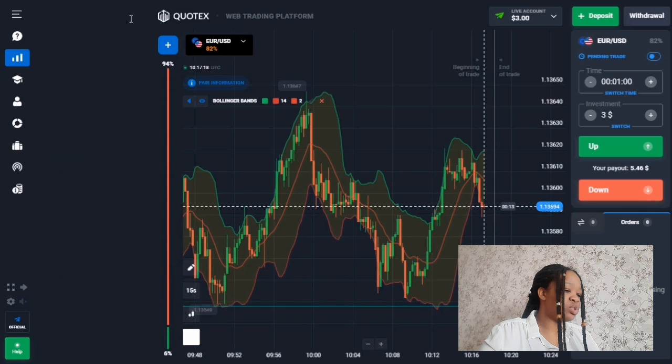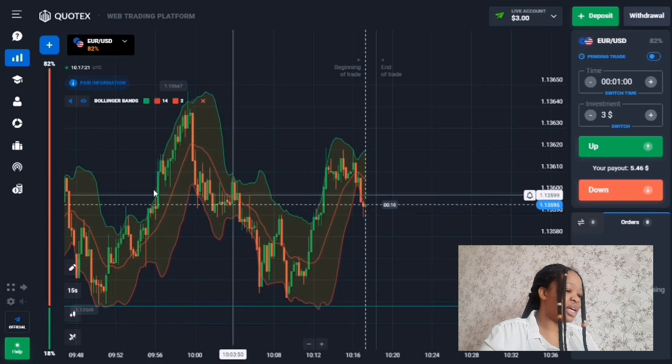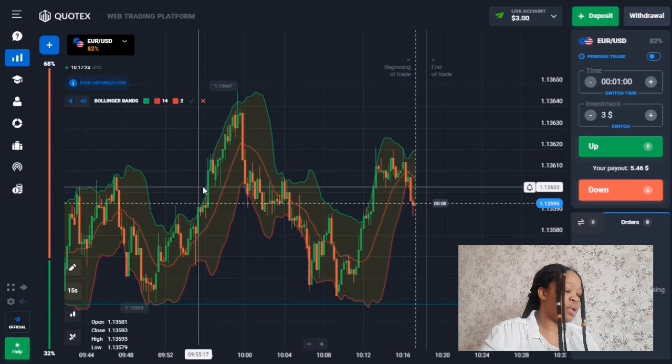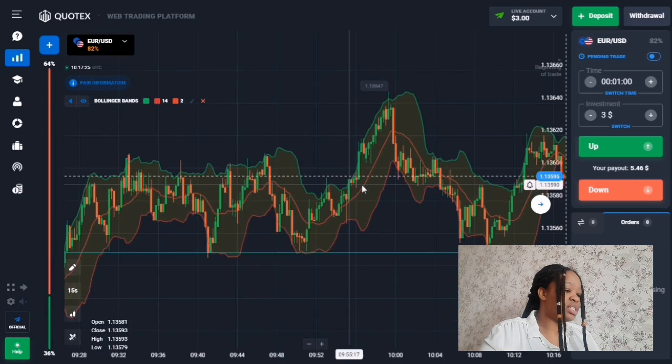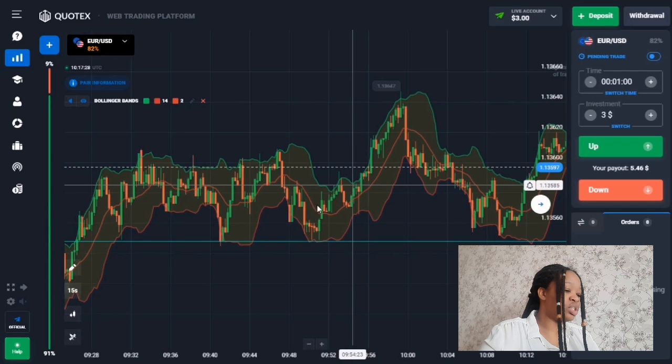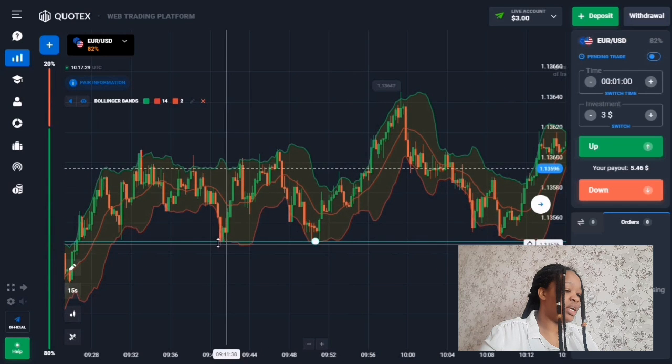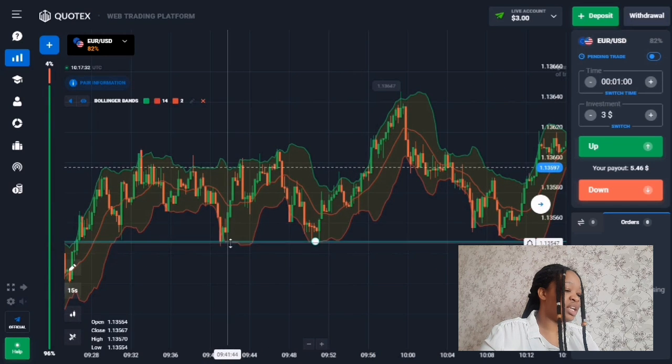I want to show you how to use this indicator and what the signal is to open a trade. This is the moment when the price is approaching the border of this indicator. This indicates that there is a reversal at this point, and if you manage to open a trade here and the price passes the border, you'll be able to get a good profit.